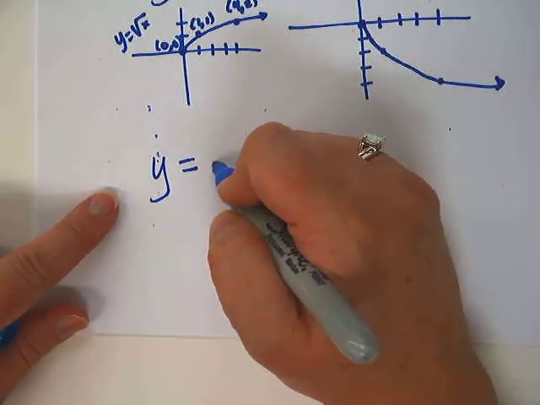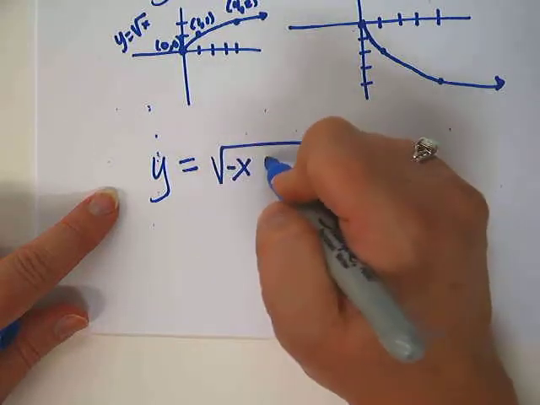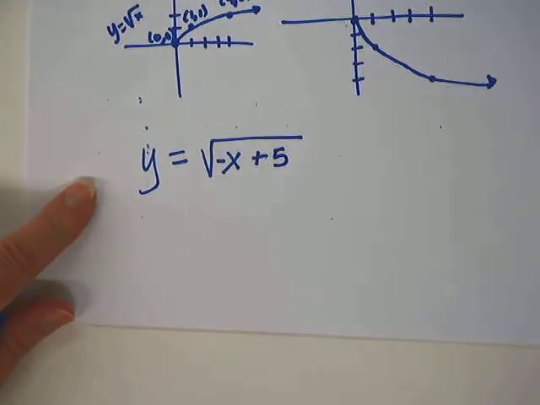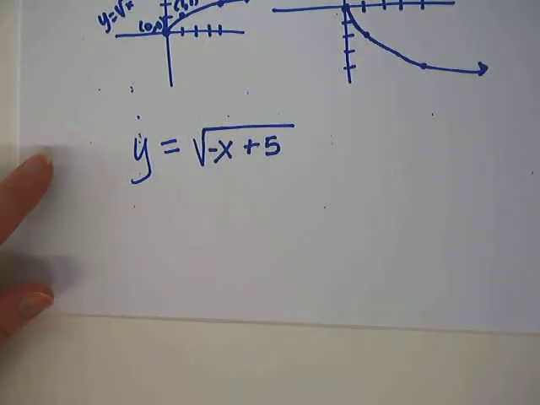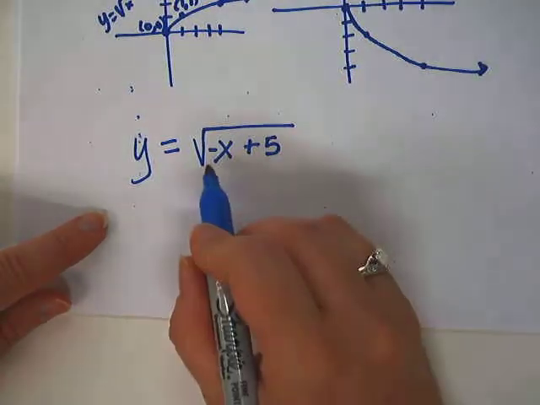I feel like I'm losing you. Is that enough examples? Is that what you're telling me? Let's do one more. If I have y equals, actually I lied, we're going to do 2 more. If I have y equals the square root of negative x plus 5. What do you think that means?